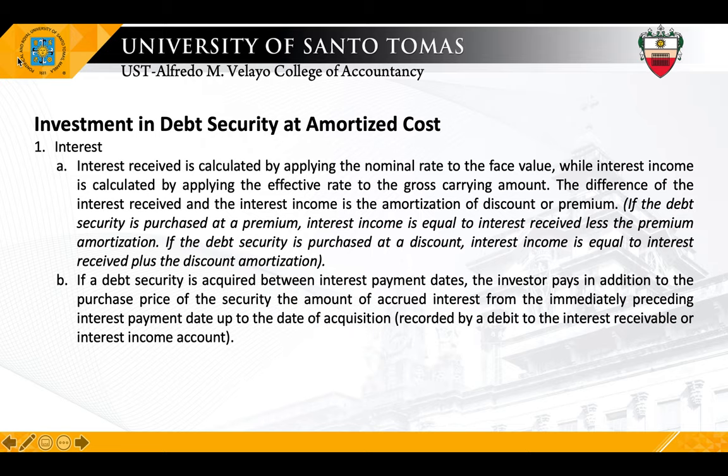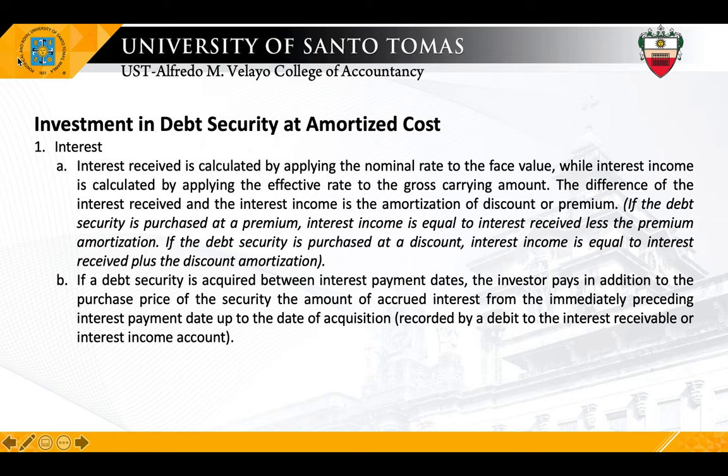Okay, next. If a debt security is acquired between interest payment dates, the investor pays, in addition to the purchase price of the security, the amount of accrued interest from the immediately preceding interest payment date up to the date of acquisition. And this is recorded by a debit to interest receivable or interest income account.